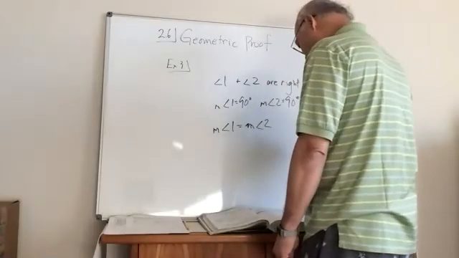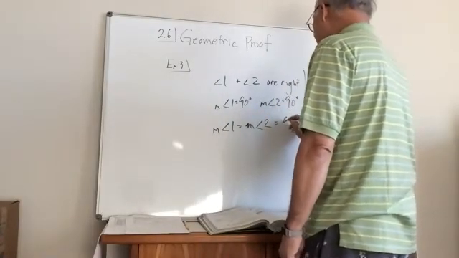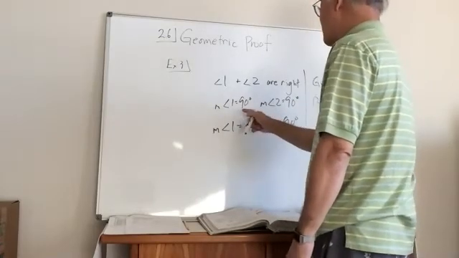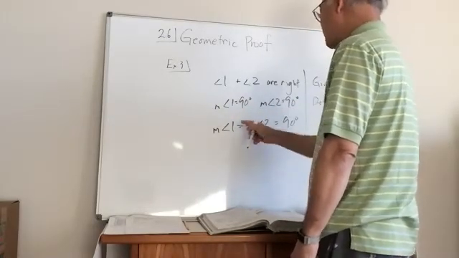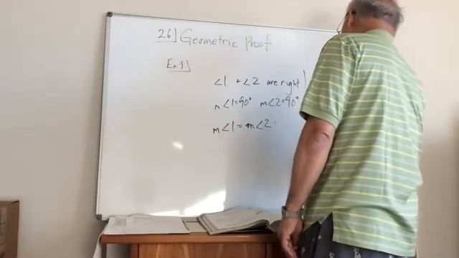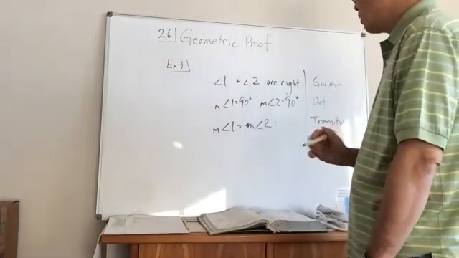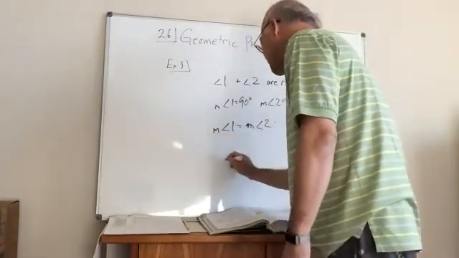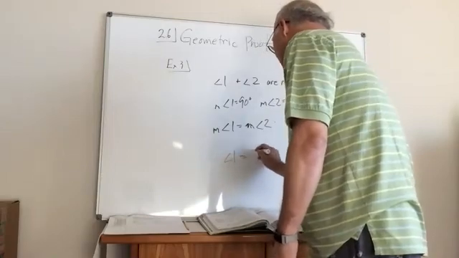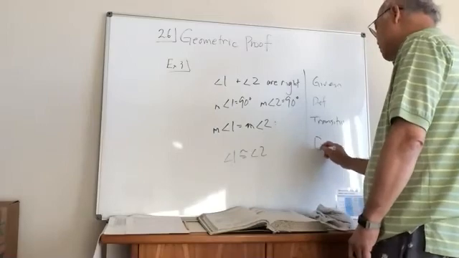And then what is this? This is the transitive property, right? Because this is equal to that, this is equal to that, therefore these two are equal to the same. So this is the transitive property. And since these two are the same, that means that angle 1 and angle 2 are congruent. And this is another definition, right?